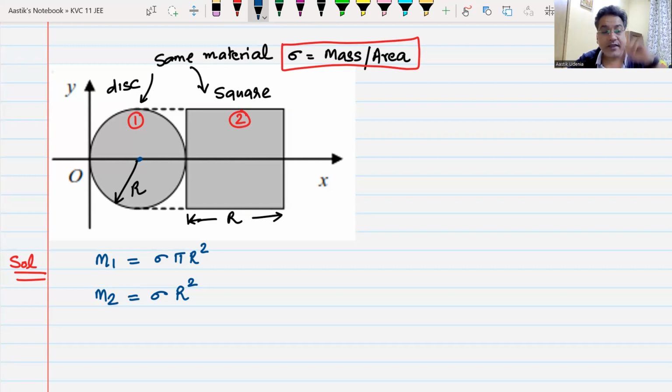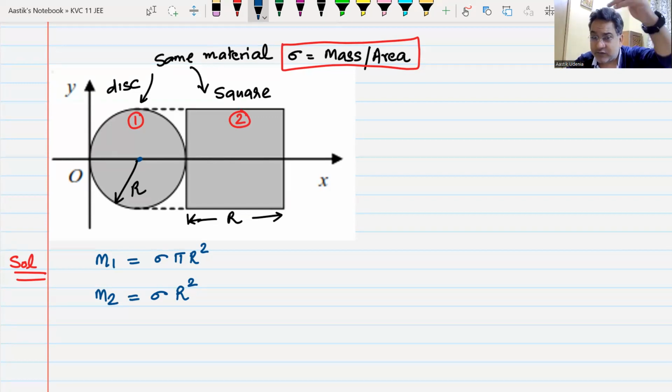Having found out this much, can you now tell me what is the x coordinate of the center of mass position? Can you find it out? And what is the y coordinate of the center of mass? How much will be the y coordinate of the center of mass? It's 0. It will lie on the x-axis only.